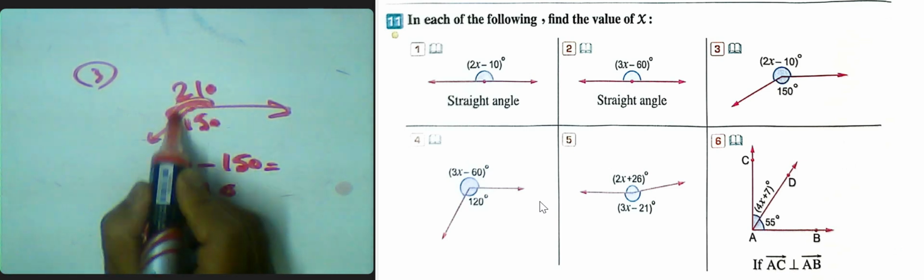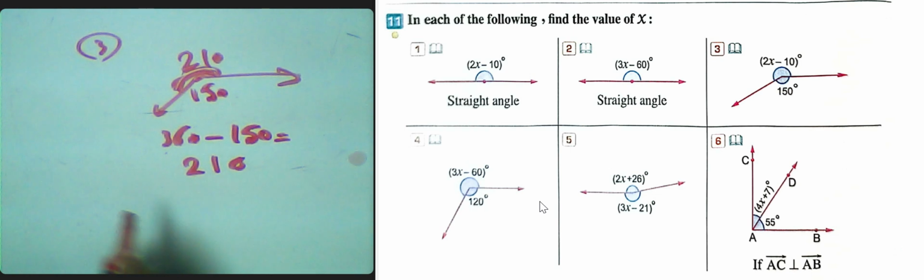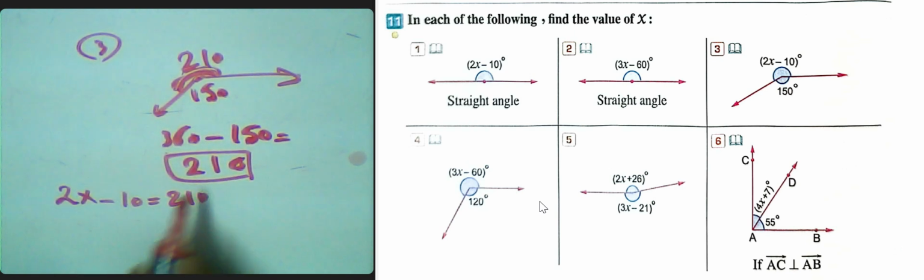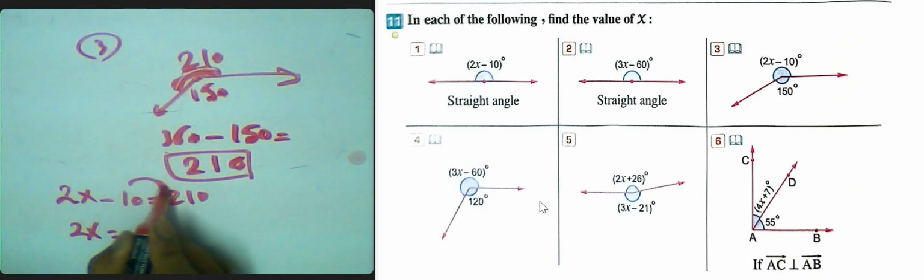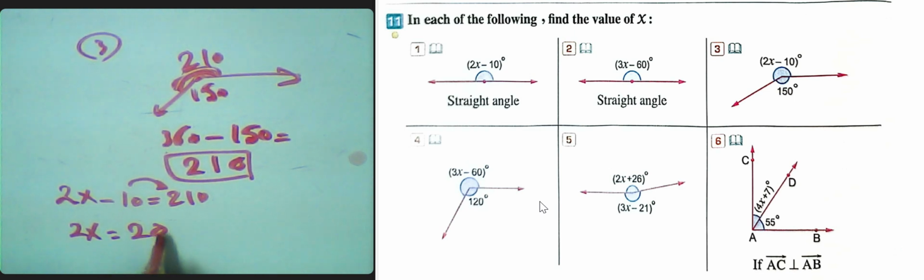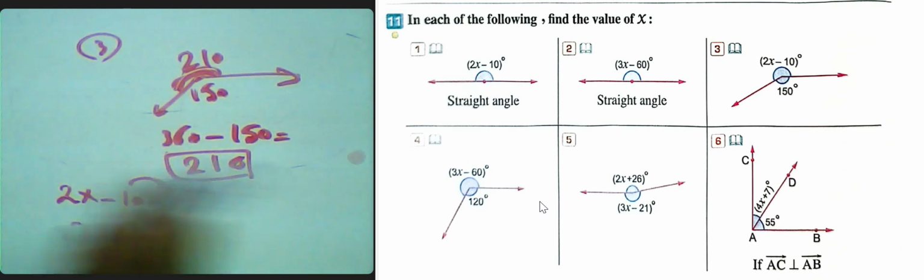He gives us that the measure of the reflex angle is 2x minus 10. So you can write 2x minus 10 equals 210, and then solve this equation. Move the negative 10 from the left-hand side to the right-hand side. Then 2x equals 210 plus 10, which is 220, divided by 2, then x equals 110. Question number 4.